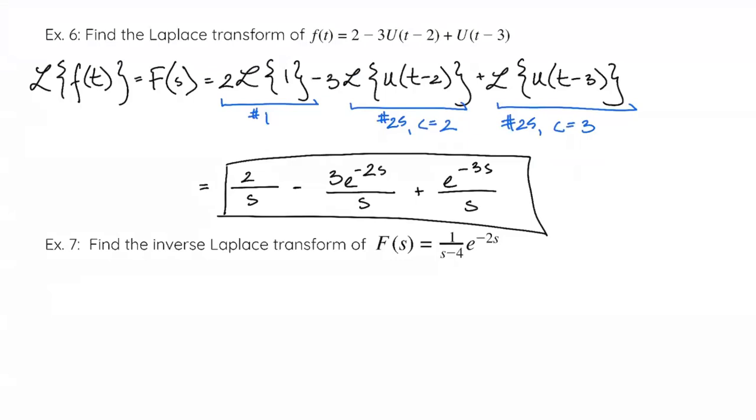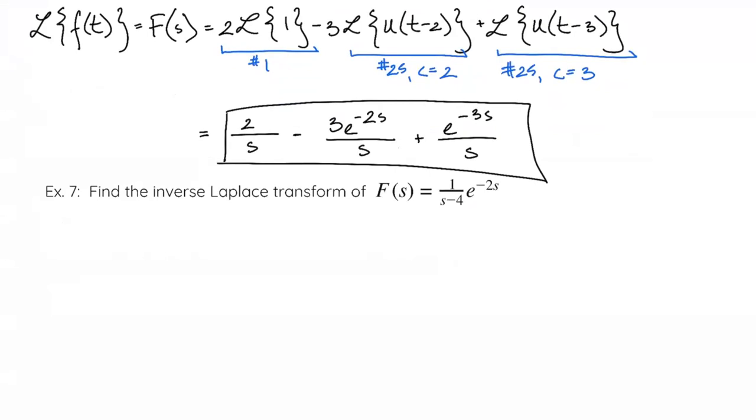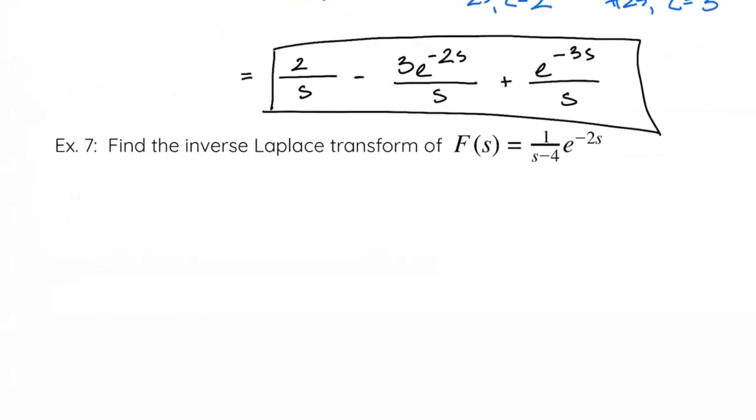Let's practice going in the other direction. Now we're going to be looking in the right-hand side of the column and trying to figure out which line matches best with what we have here. Example 7: find the inverse Laplace transform of this F of s. So we need to find the inverse Laplace of 1 over s minus 4 times e to the negative 2s.